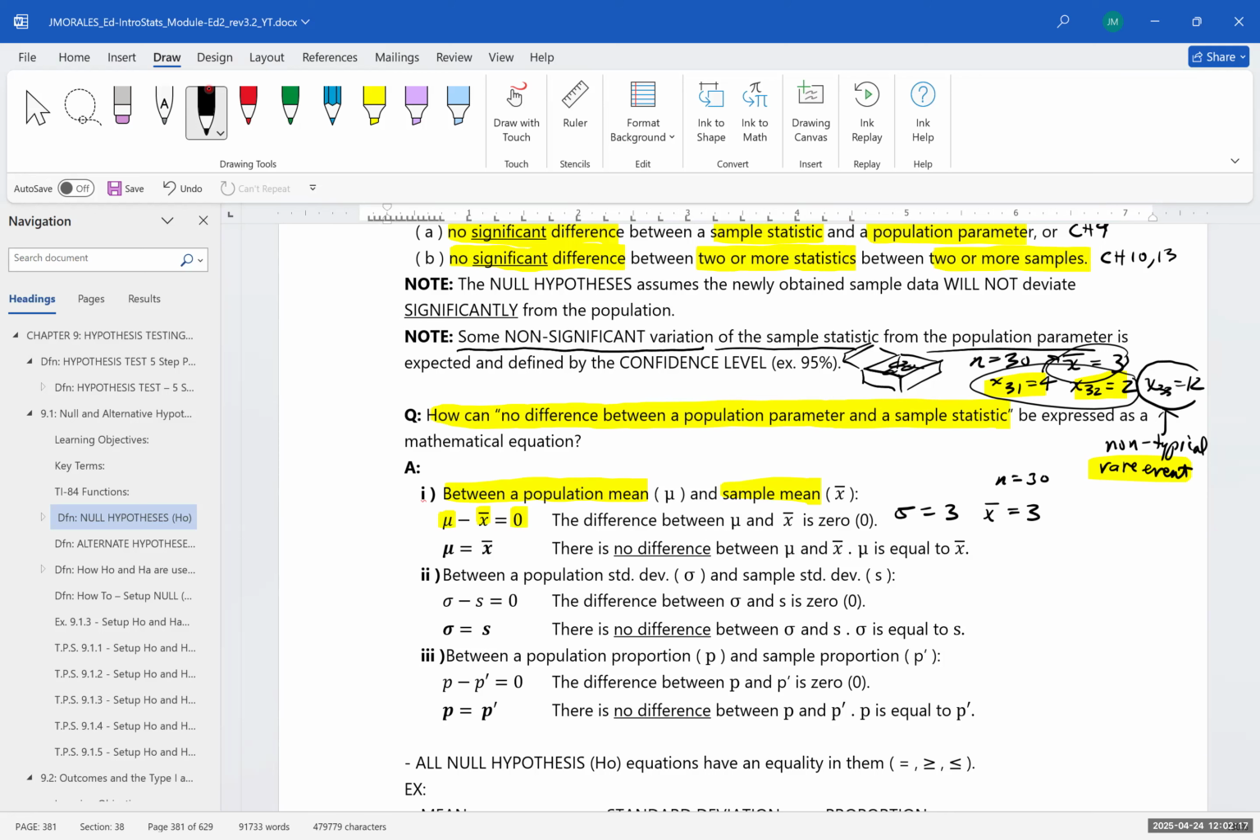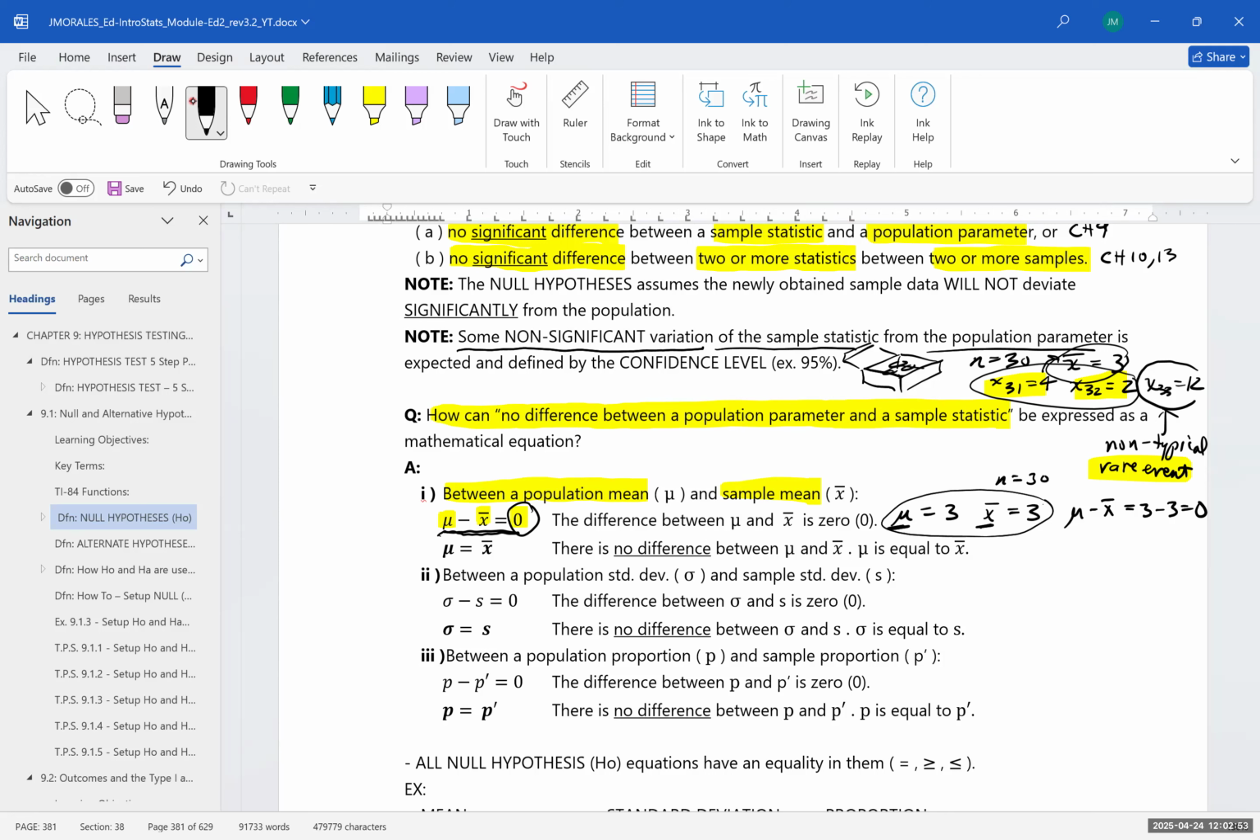sorry, I put standard deviation there, didn't I? Bad professor. There we go. Then what's going to be the difference between those two? It's going to be 3 minus 3, which is 0, right? There's no difference between the population mean and the sample mean. So this is a mathematical way of saying that there's no difference. The difference between them is 0.